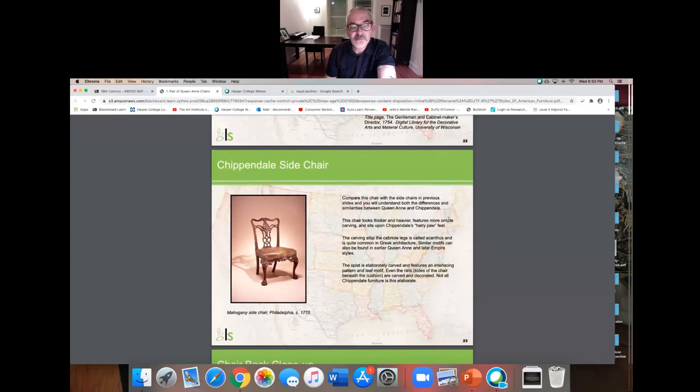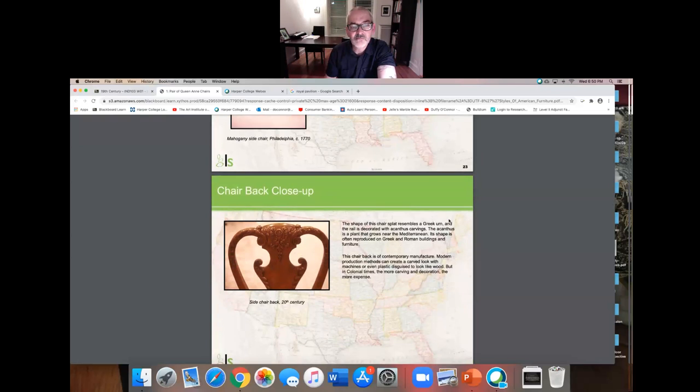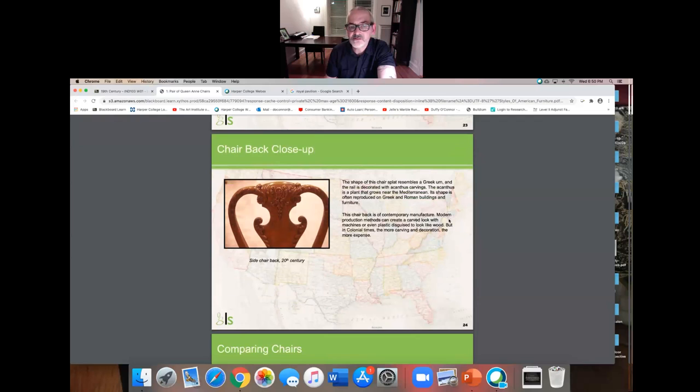So you can see Chippendale is more ornate. Chippendale started out with the Rococo style in England, and moved into the neoclassical and Rococo, and then he just started collecting styles and putting them into his book.